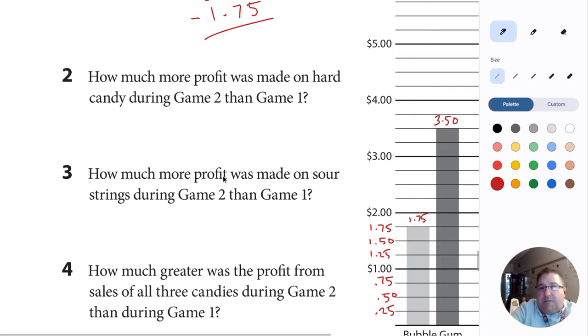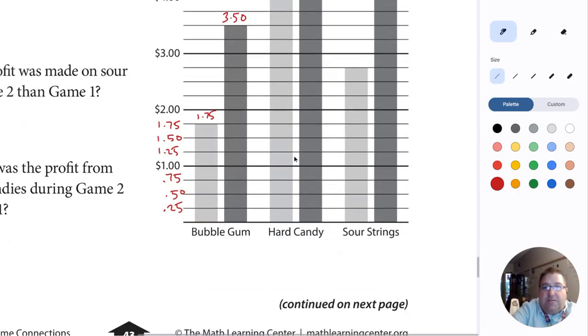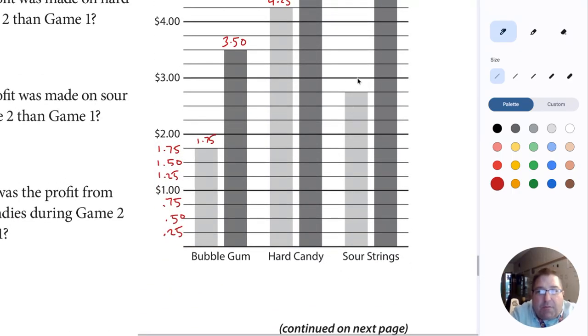And then number 3, how much more profit was made on sour strings on game 2 than game 1? Okay, let's go over to sour strings. First game for sour strings, didn't quite make $3. We hit $2, $2.25, $2.50, $2.75. So we hit $2.75.